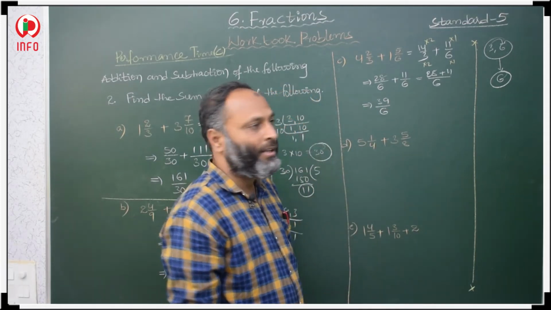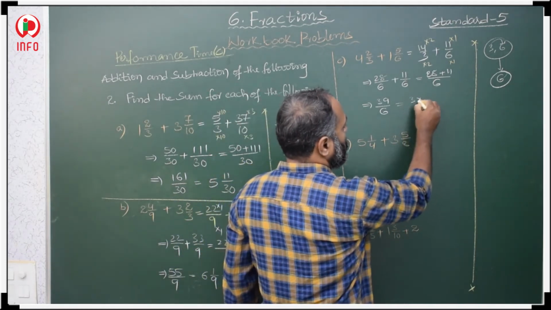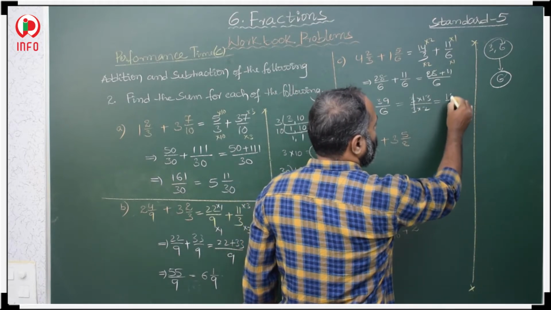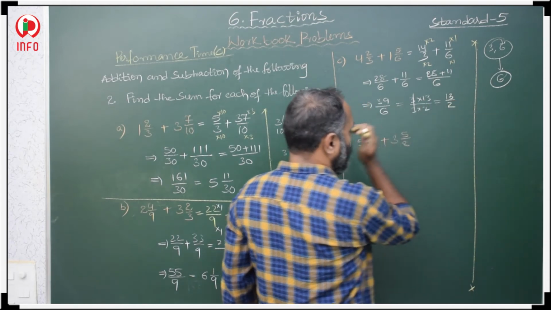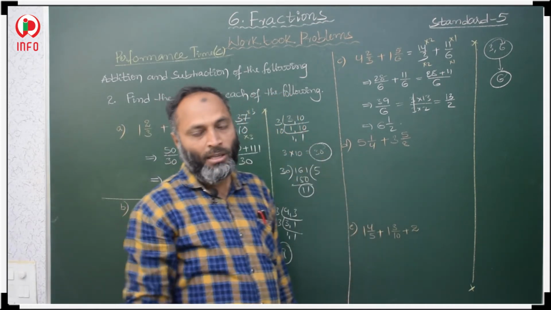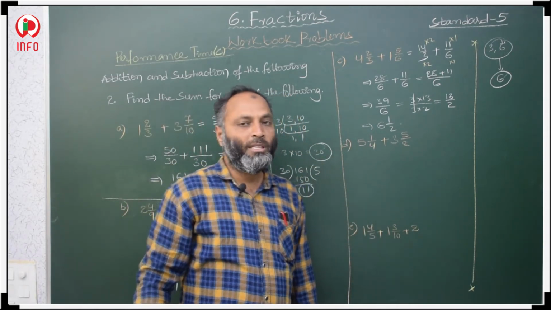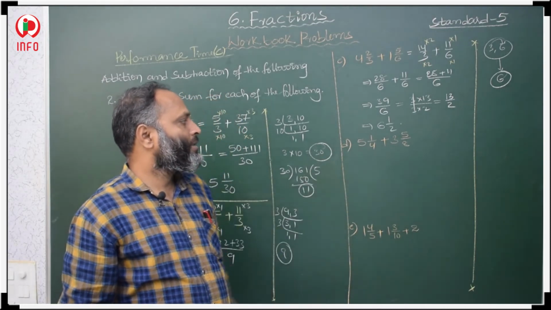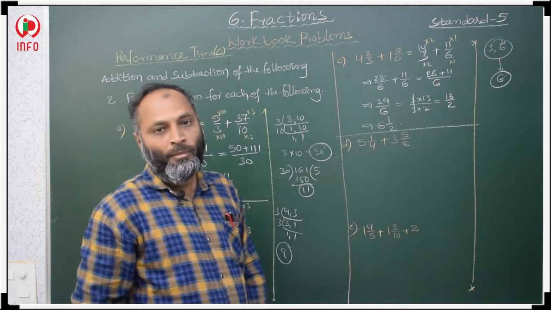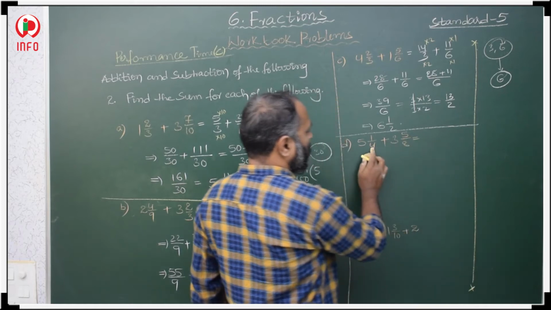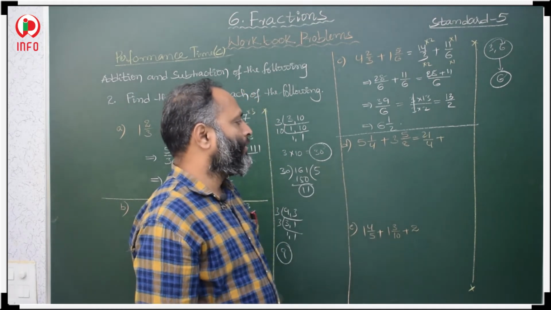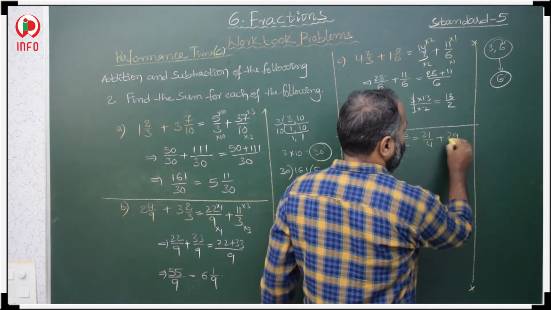Then this 39: 3 13s are 39, 3 2s are 6, the 3s get cancelled, 13 by 2. 13 by 2 in improper, 6 1 by 2 in mixed fraction. This is our mixed fraction. Now this 5 1 by 4, we have to convert into improper first. 5 4s are 20 plus 1, 21 by 4. 8 3s are 24 plus 5, 29 by 8.